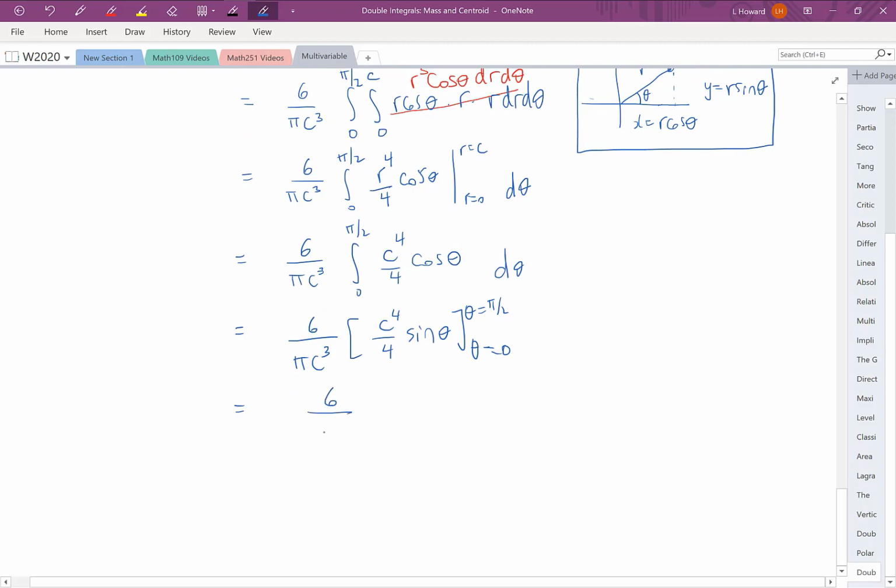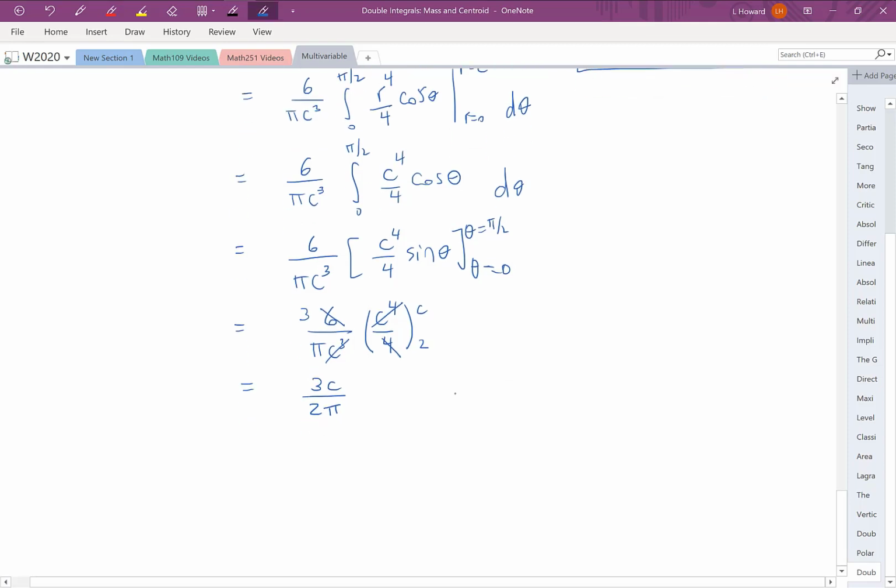So we're getting 6 over pi c cubed times c to the 4th over 4, which if we do just a little bit of simplifying, cancel a factor of c cubed from the top and the bottom, and we could cancel a factor of 2 also from the top and the bottom. So 3c over 2 pi is the coordinate for x bar. And remember, we said by symmetry that x bar was going to equal y bar. So here we have our answer coming up. Coordinates of our centroid, x bar, y bar equal 3c over 2 pi for both those coordinates.